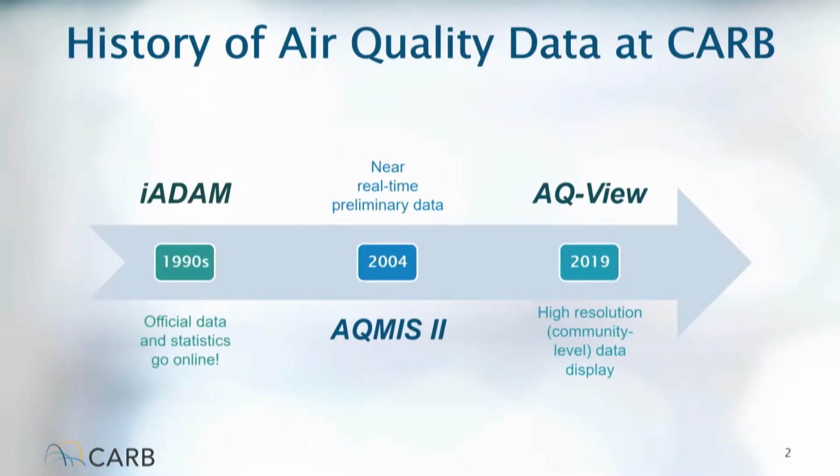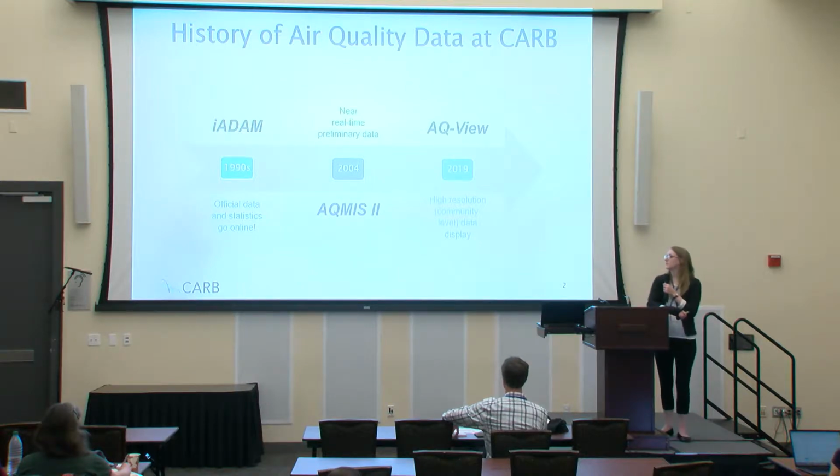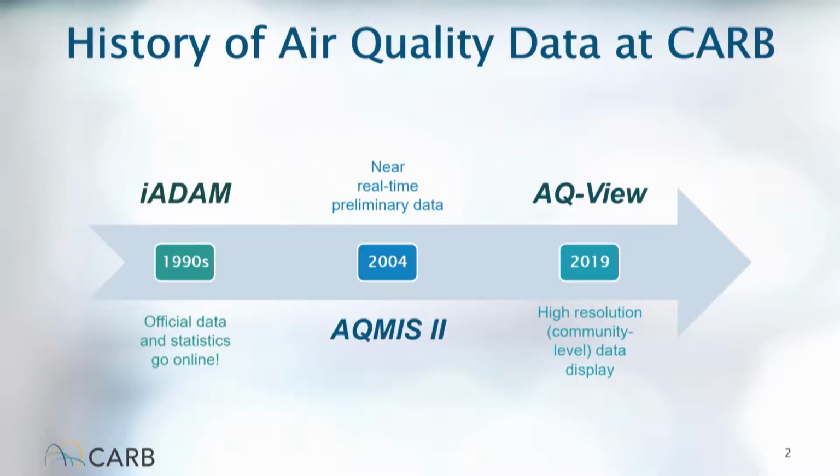Today I'm going to talk about 3 systems that we've developed at CARB. This slide shows a timeline of the development of these 3 systems and when they've been published to the public. In the early 1990s, we published the first CARB web pages known as the Aerometric Data Analysis and Management System, or ADAM. This set of web pages and the database captures the official air quality data and regulatory statistics and makes all of that information available to the public.